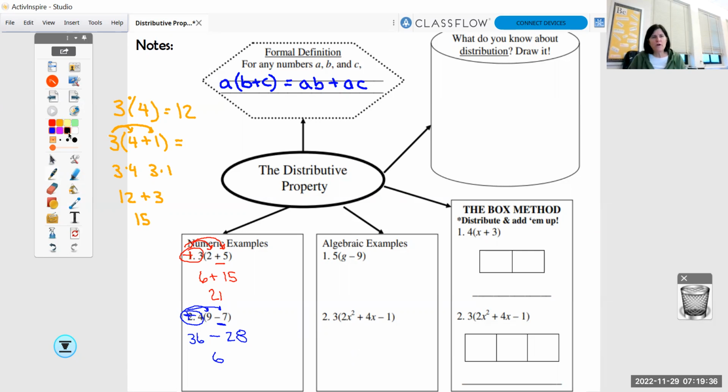All right, so let's move on. Let's do some algebra examples. So let's take a look at this first algebra example. It's an algebra example because we have a variable. So we're going to do the same thing though. We have a positive 5 being multiplied by everything inside. So 5 times G, there's no number, so we know to put a 1. So 5 times 1 is just 5, and then we put the G next to it. So we're just multiplying the numbers. Now we have 5 times negative 9. 5 times negative 9 is negative 45. So we're going to write it as negative 45, but it looks like minus 45. They mean the same thing.